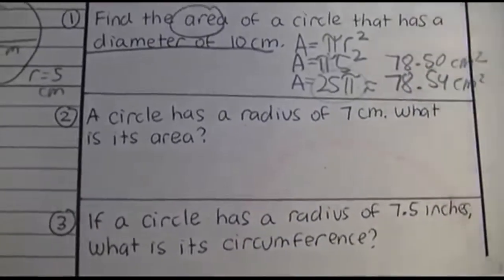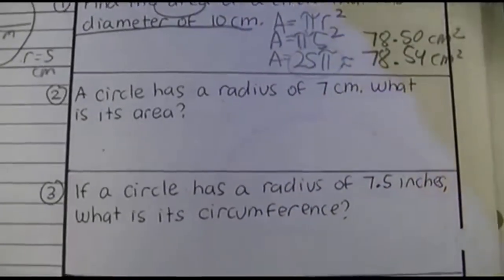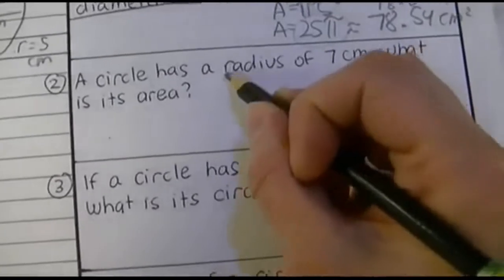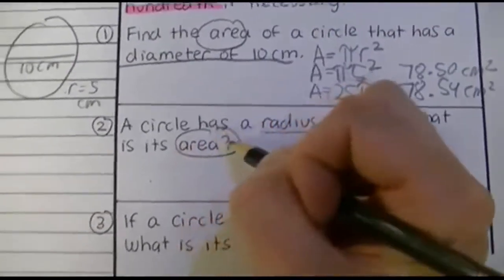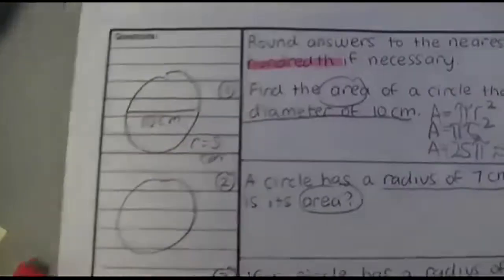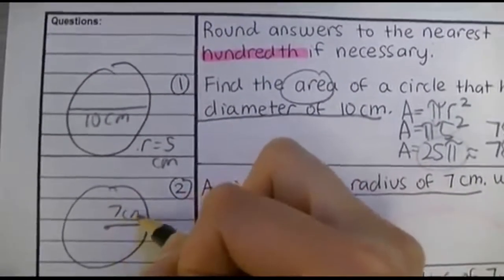But hi again, because I'm going to play it together. Number 2, a circle has a radius of 7 centimeters. What's its area? So it gives us this information right here that the radius is 7 centimeters and we're looking for its area. Okay, so I'm just going to draw a quick little sketch over here to help my brain figure that out. The radius is 7 centimeters.